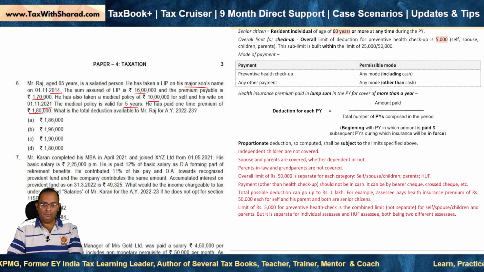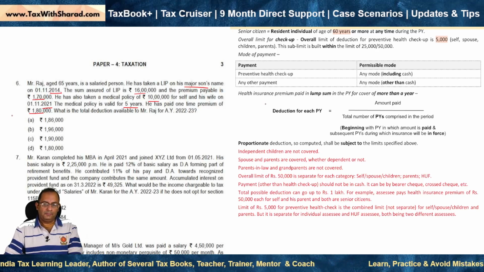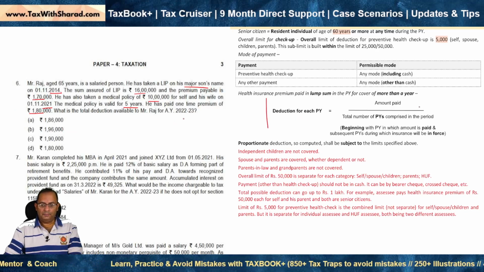Now, if you come to section 80D, if there is a multi-year payment being done at one go, then we need to distribute the deduction. And the distribution is the amount paid divided by total number of previous years comprised in the period, beginning with the previous year in which the amount is paid and subsequent previous years during which insurance will be enforced.